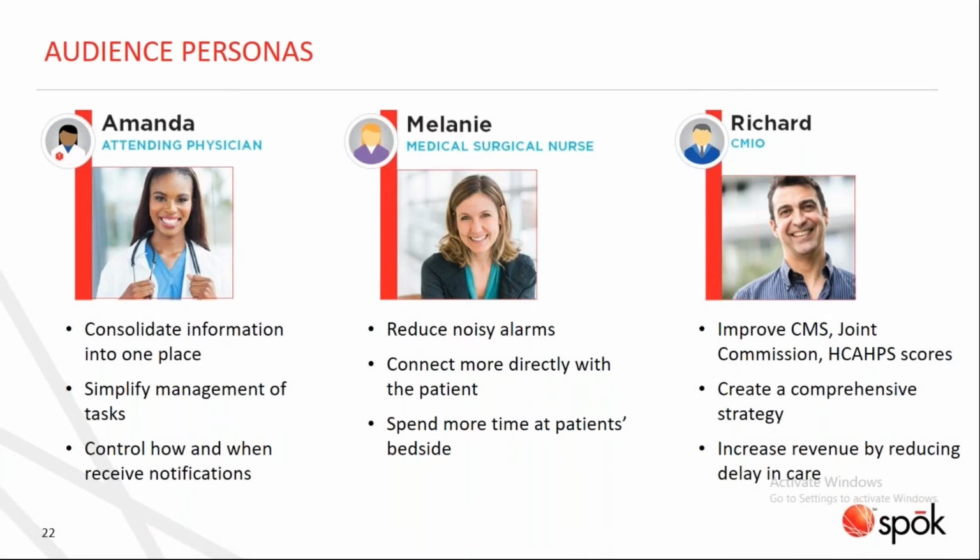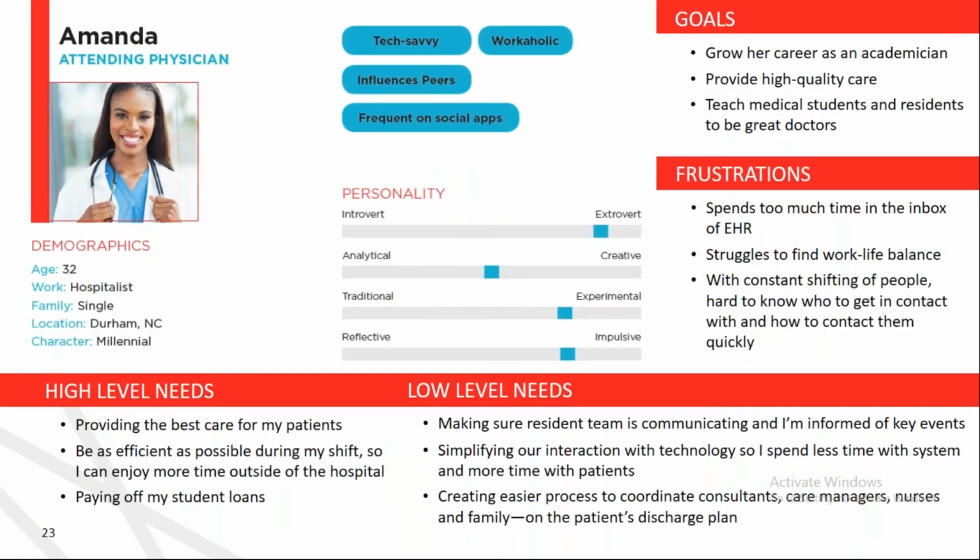When you're thinking about segmenting by role, think about your audience personas. You might have an attending physician, a surgical nurse. You may have a CMIO. Map them out. You can create full personas, and we have some examples that we can provide to you. If you want to, just go into GoToMeeting and chat in the forum here that you'd like us to provide you some of these examples that you see here in front of you.